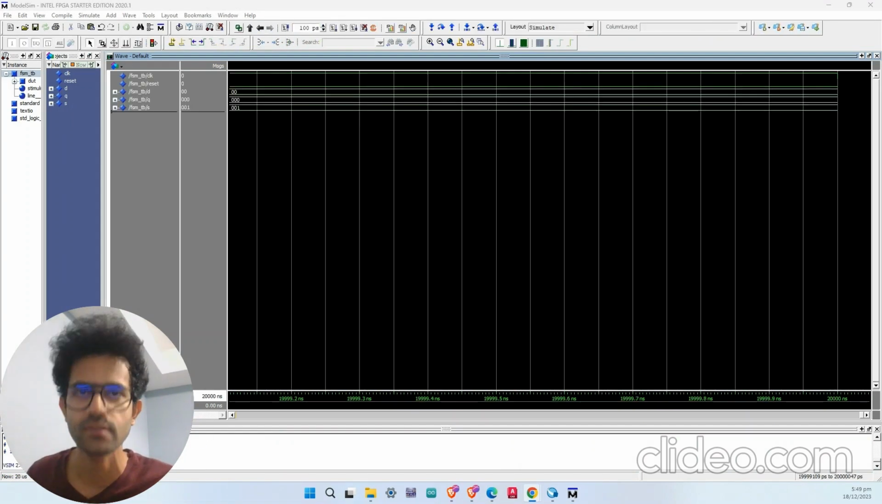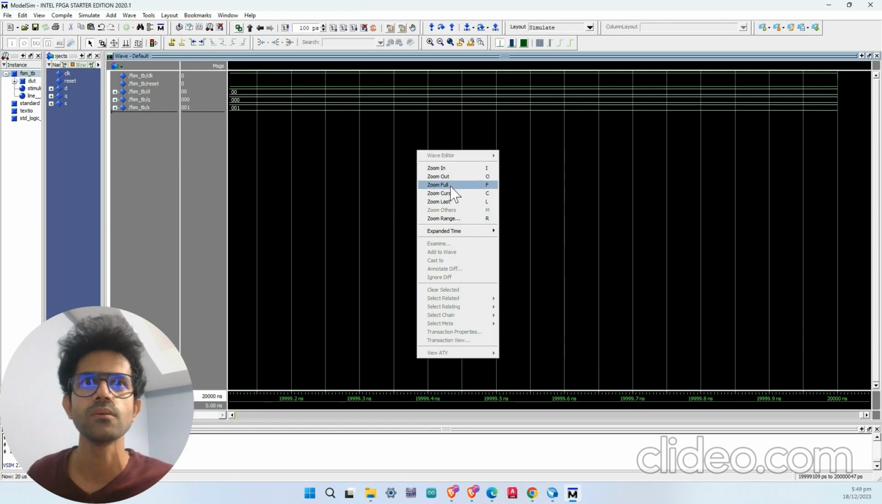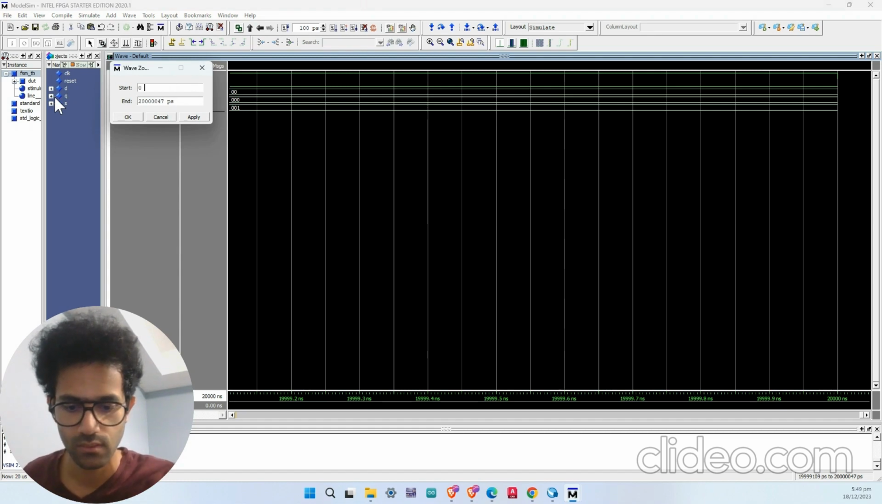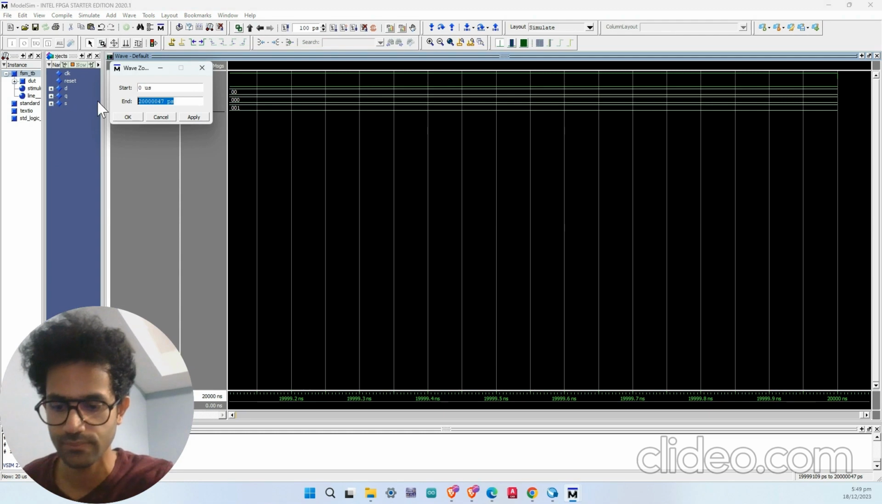We did the simulation. We have the output waveform here. So let's adjust the zoom range. Let it go from 0 microseconds till 15 microseconds.